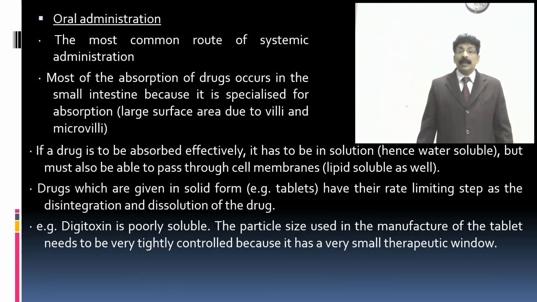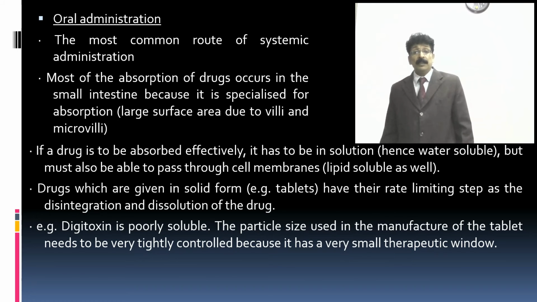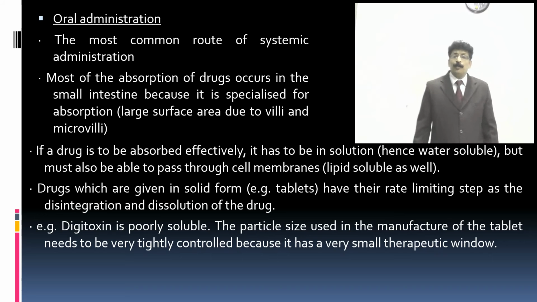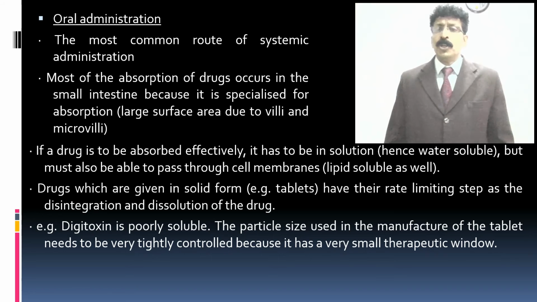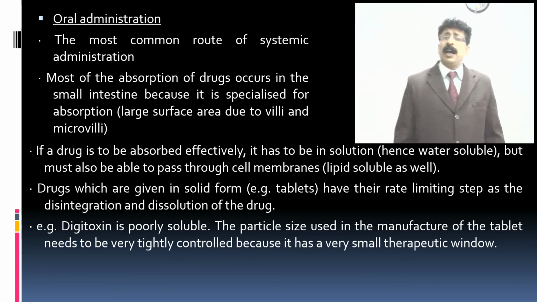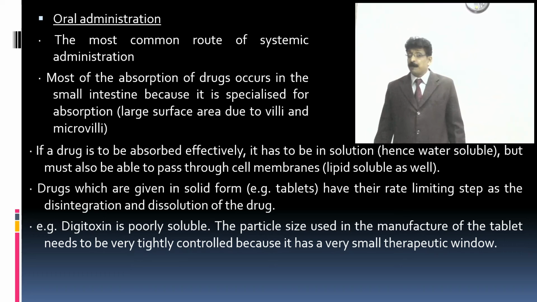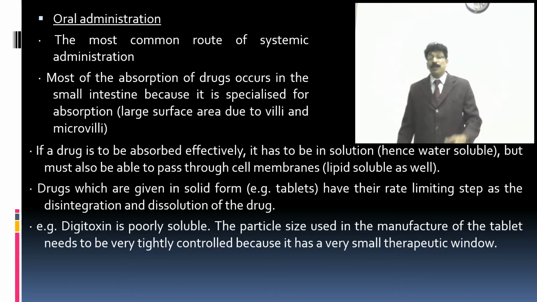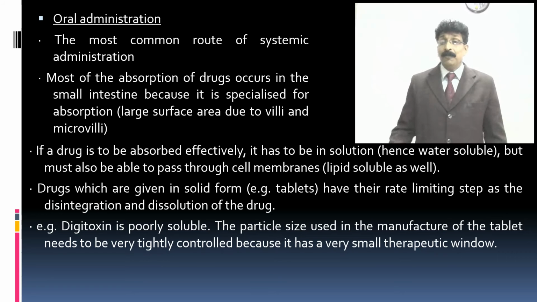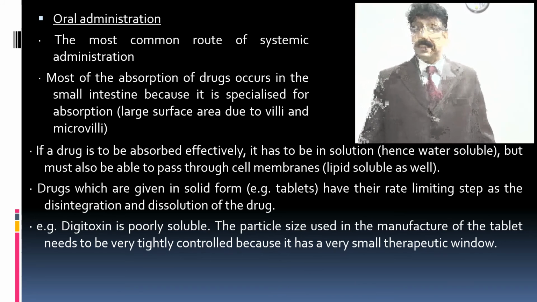Example, digoxin is poorly soluble. The particle size used in the manufacture of a tablet needs to be very tightly controlled, because it has a very small therapeutic window. So that is also very important. Some drugs have a small therapeutic window, which means the distance or the amount needed for it to be toxic is very narrow. For example, if 20 milligram is the action dose, and if it becomes 50 milligram, automatically it becomes toxic.